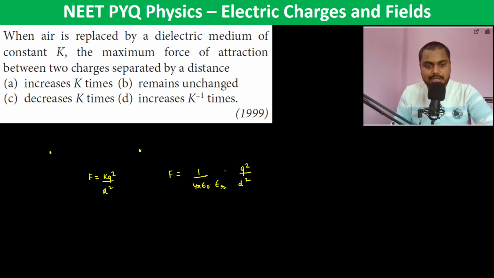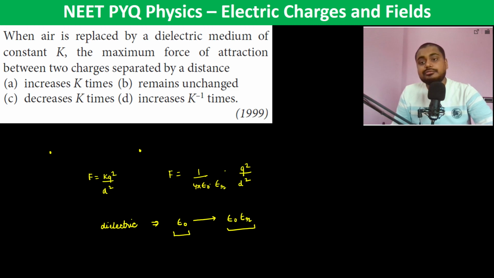तो सिंपल है, whenever dielectric जब भी हम लोग यूज करते हैं, whenever the dielectric is used, anywhere where epsilon naught was there, now you replace it by epsilon naught into epsilon r. This is the permittivity of the medium. This is the permittivity of vacuum or air. Okay, so whenever dielectric is there, do this.